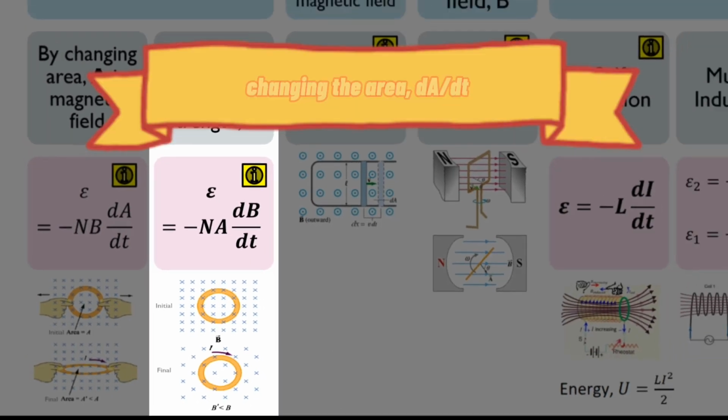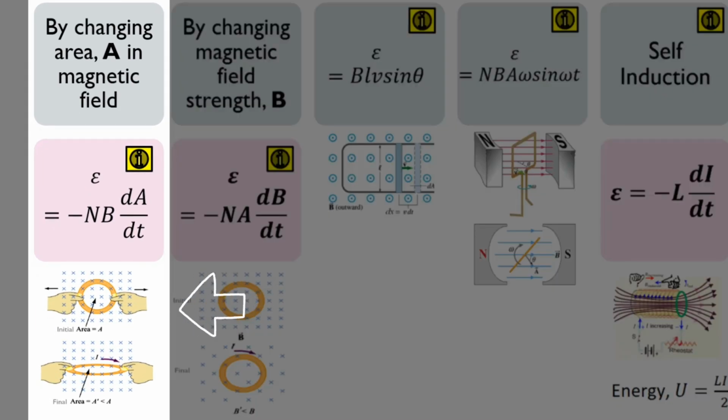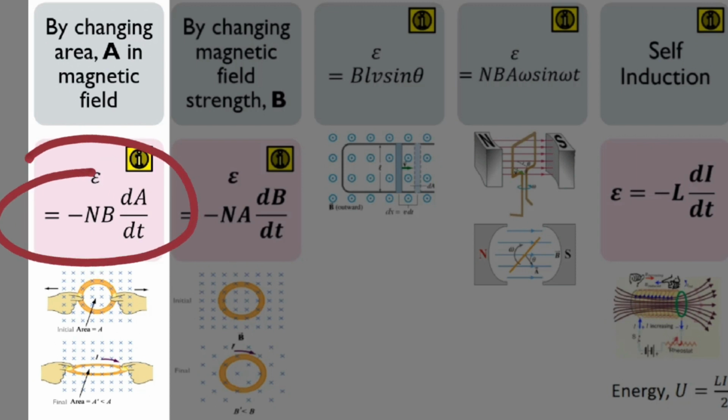Another way to induce EMF is by changing the area, dA over dt. In the top figure, the coil has an area A, but when stretched, the new area is reduced. This changing of area in the magnetic field will induce current, or EMF. Hence, the formula is EMF equals negative NB dA over dt.